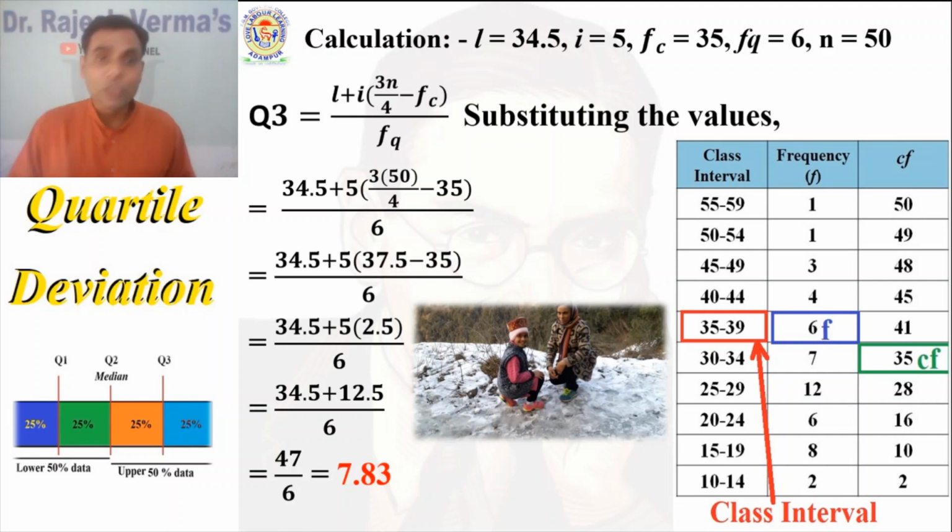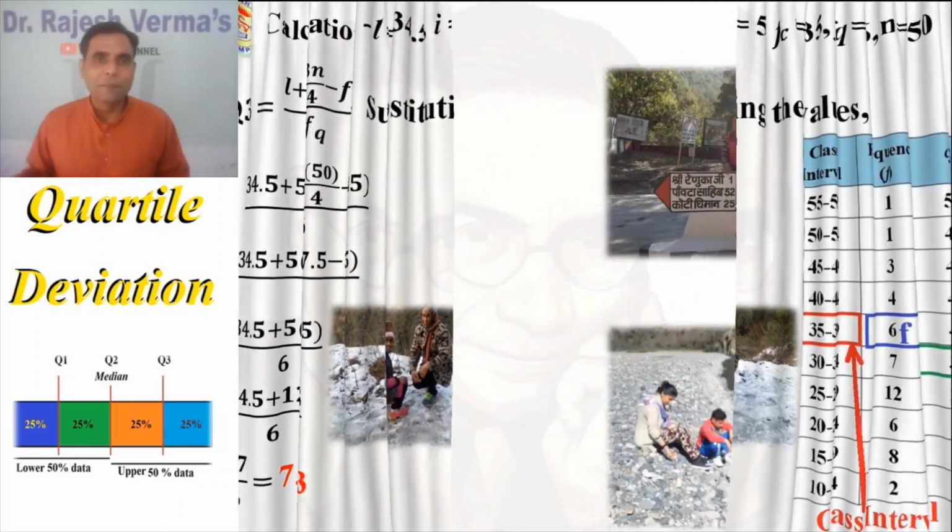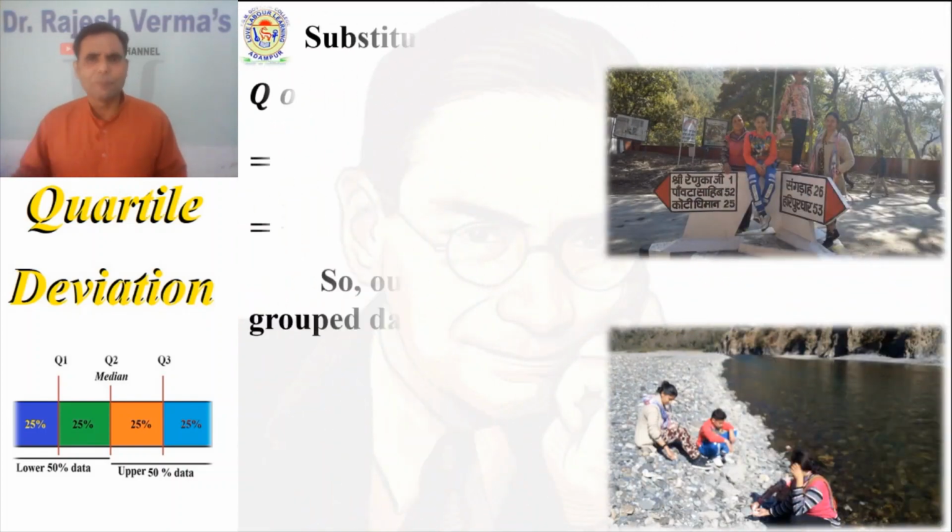So if you substitute the values, our answer will be 34.5 plus 5 times (3 into 50 divided by 4 minus 35) divided by 6. If you calculate this way, the answer will be 7.83. This will be your Q3. Now it is very simple. The last step is the simplest one.